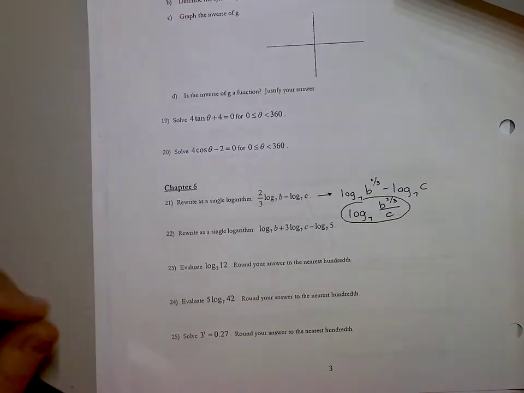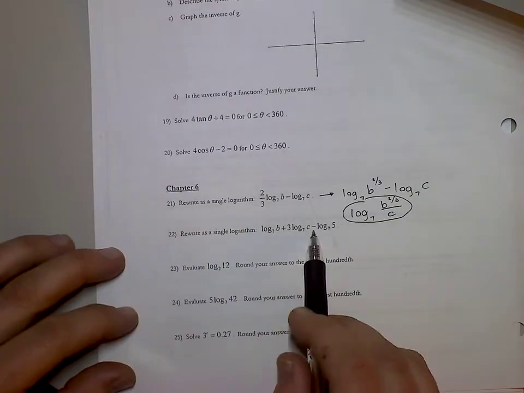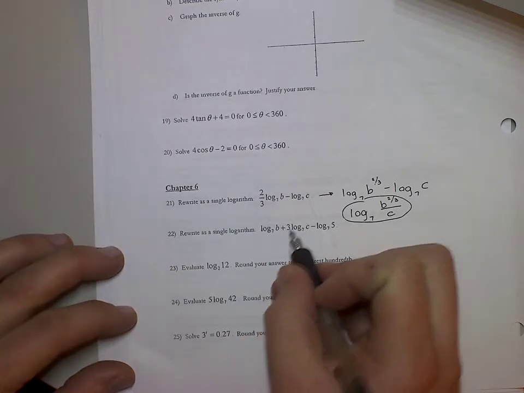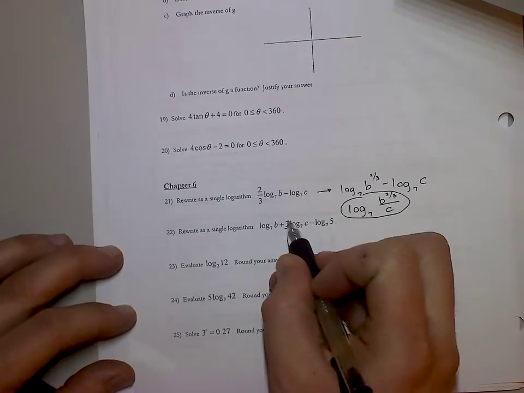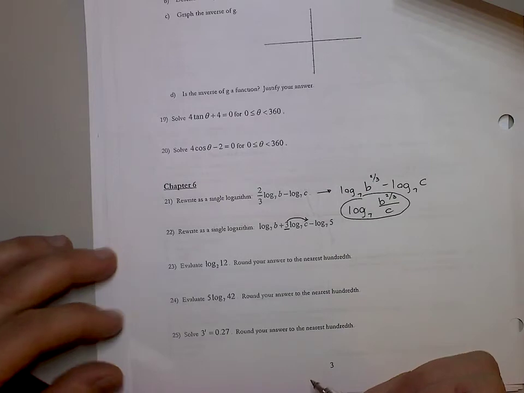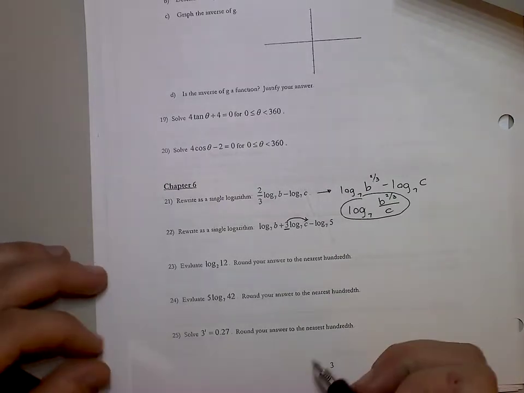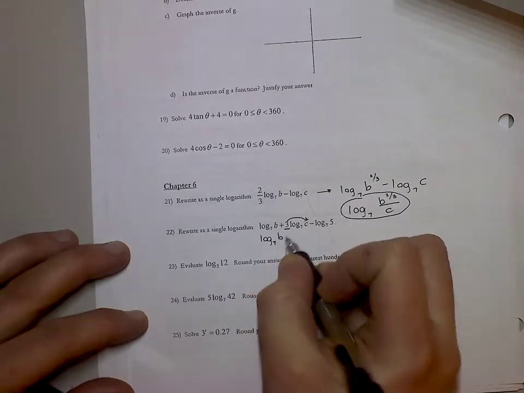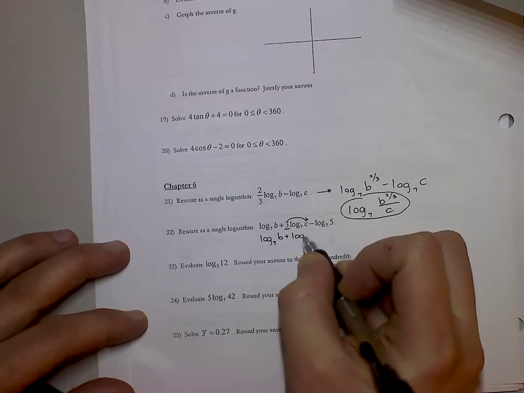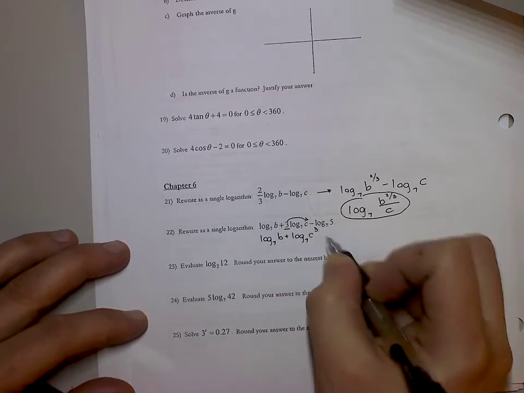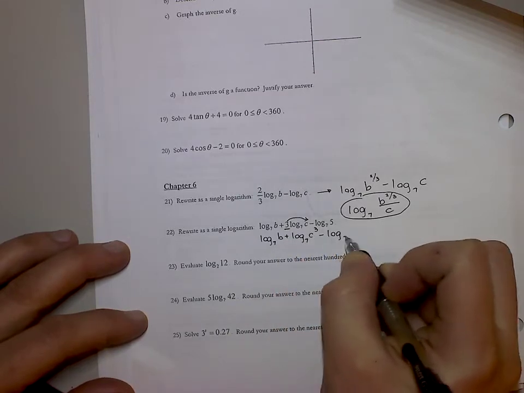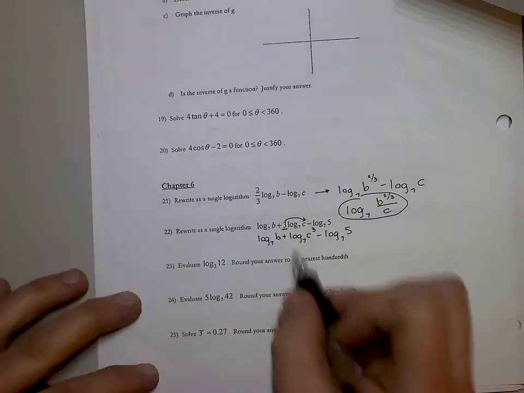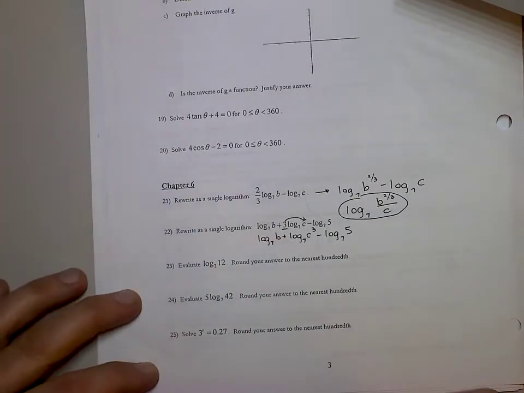Number 22, same thing, only now we've got three different logarithms we want to combine as one. We're going to focus on the first two first. Once again, if you have a coefficient out front, it has to go up as an exponent before we can simplify down to a different logarithm. So this becomes log base 7 of b plus log base 7 of c cubed minus log base 7 of 5. At this point, when I have a plus between, I'm going to take the first two first.